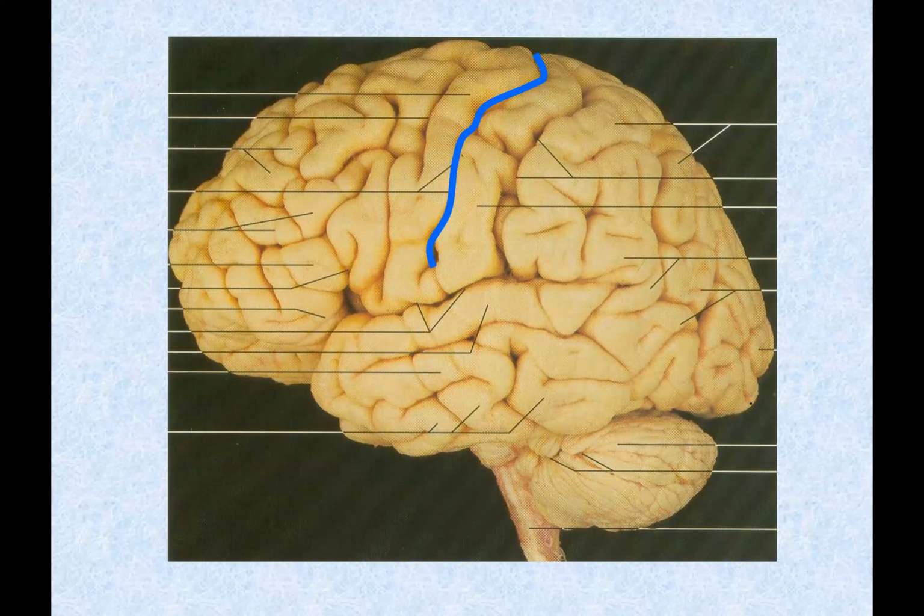So these are sulci. You can identify several sulci here. These are all sulci. And these are gyri. You can see so many gyri. So this is the central sulcus. This is the parieto-occipital sulcus, and this is the lateral sulcus.